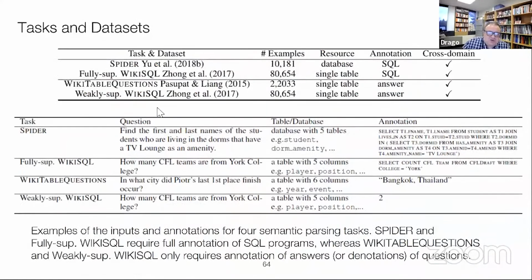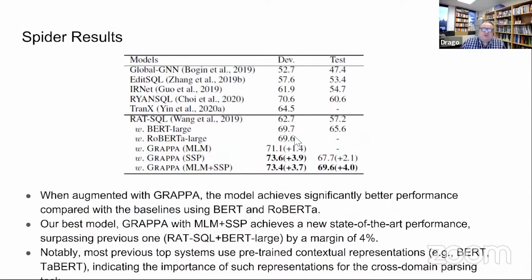Okay, so here's what the datasets look like. We have Spider, fully supervised WikiSQL, WikiTableQuestions, and weakly supervised WikiSQL. In each of those cases, you have annotations and different numbers of questions and database sizes. So I'm going to show you some results here. First, on the Spider dataset.